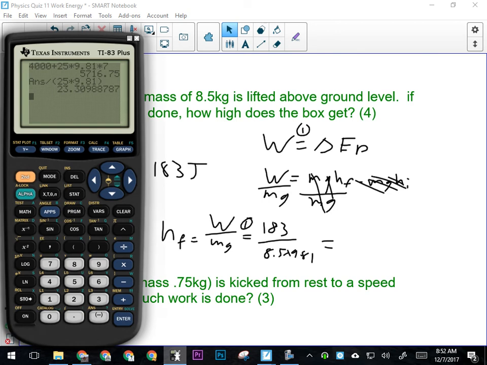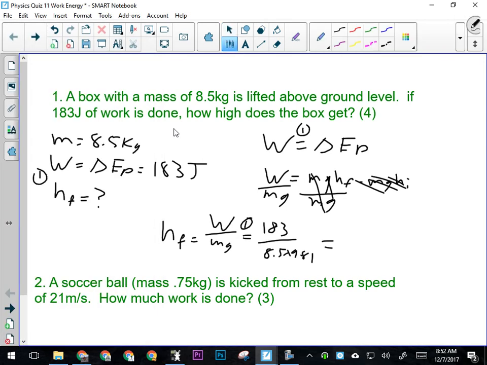183 divided by, in brackets, 8.5 times 9.81. Not 85, 8.5. All right, so we're looking at, it'll get to a height of 2.19 meters. Pardon me? Yeah, I guess we give them full marks for being really, really lucky. Yeah, okay. So 4 marks.